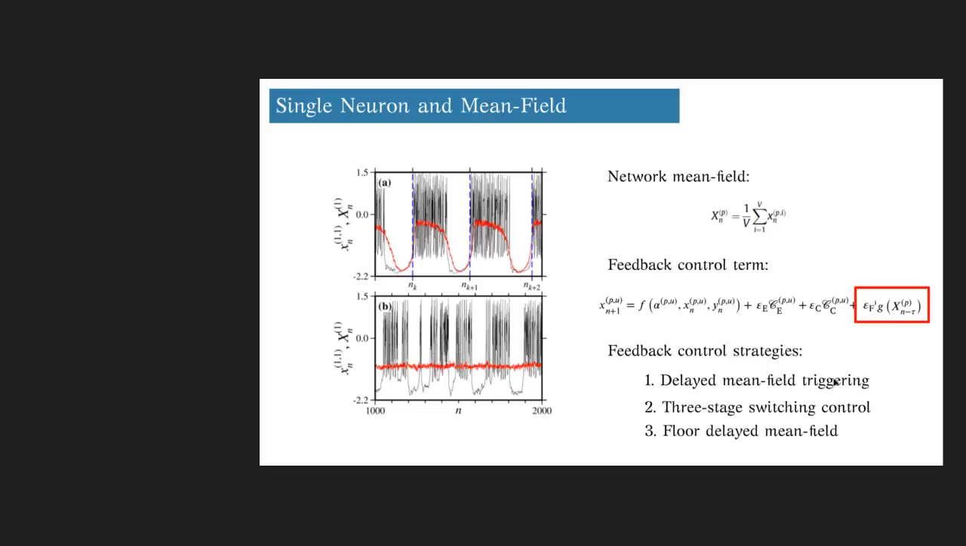So in the first strategy, the delayed mean field triggering, we can switch this actuation, the G, on and off according to the Heaviside function, if X is greater or lower than a certain threshold. The second strategy is the three-stage switch control. So the first is two stages, and the second feedback control strategy considers a three-stage switch control.